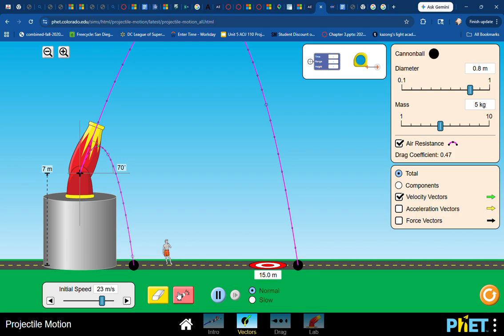The time the projectile remains in the air is also affected by the vertical component of velocity. If the projectile moves upward at a very fast pace, as it did when the initial speed was 23 meters per second, it will take gravity a longer time to slow it down. And we can see that again if we increase the velocity one more time. So by increasing the velocity, it takes gravity a longer time to pull it down.